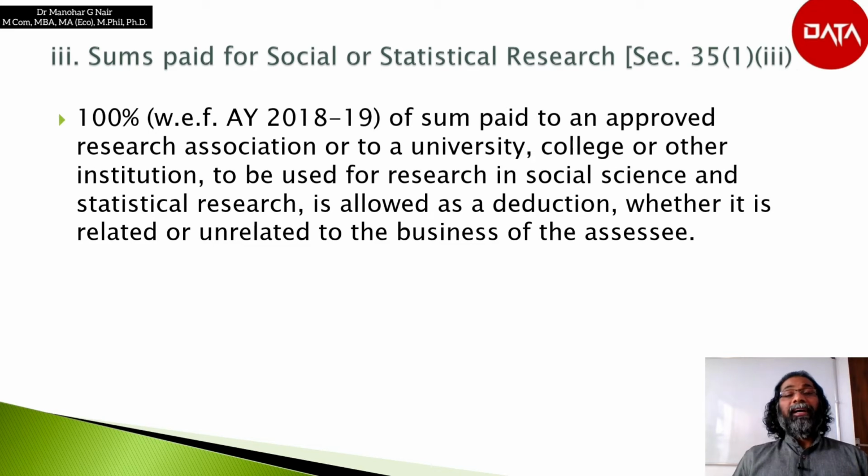The third point says sums paid for social or statistical research as per section 35 subsection 1 clause 3. With effect from assessment year 2018-19, it is 100% of the sum paid to an approved research association or to a university or to a college or any other institution to be used for research in social science and statistical research is allowed as deduction, whether it is related or unrelated to business of the assessee.